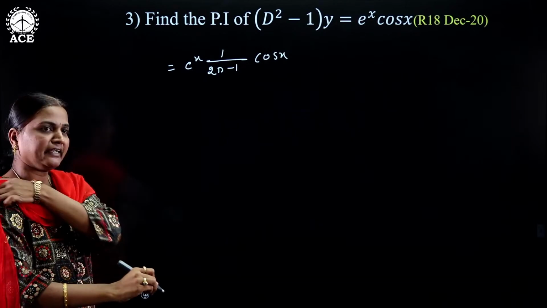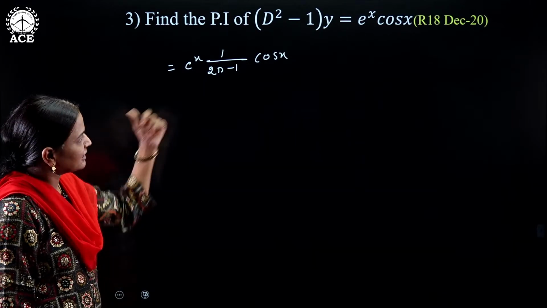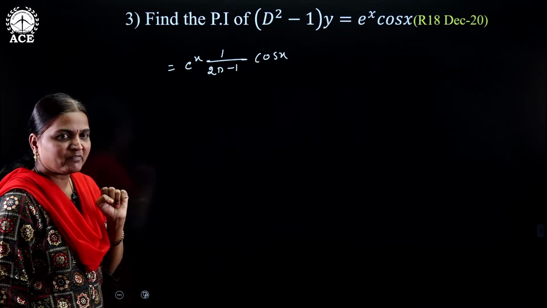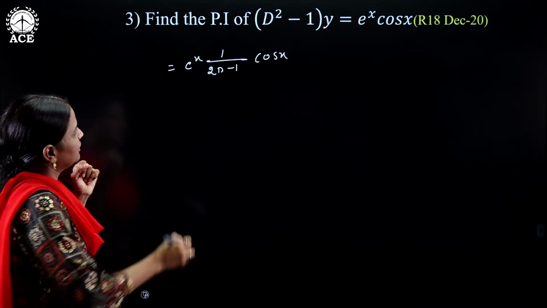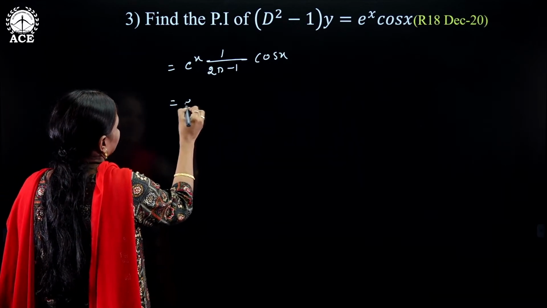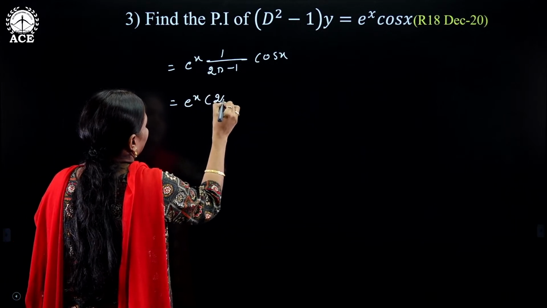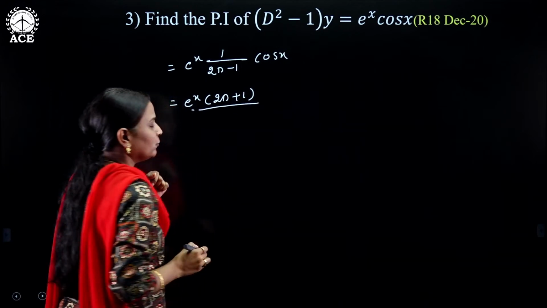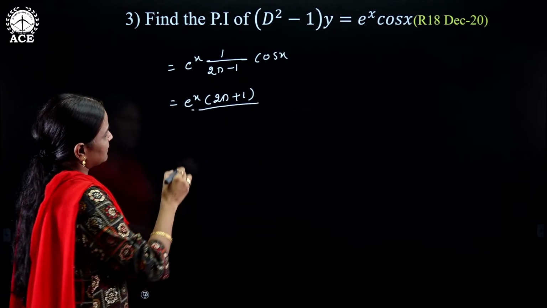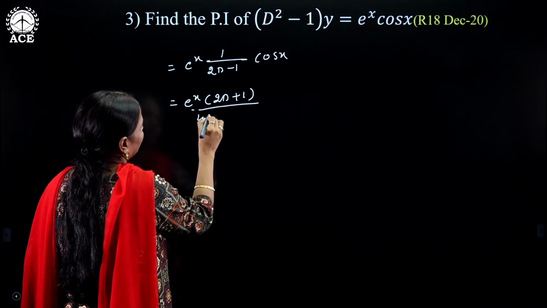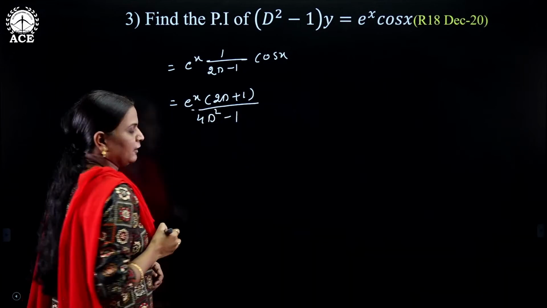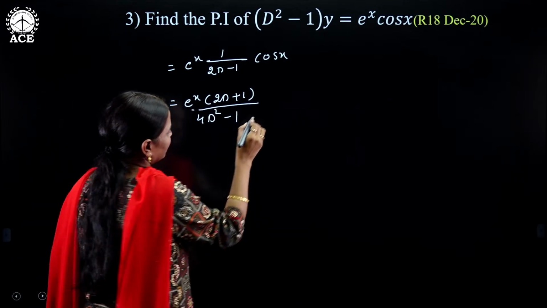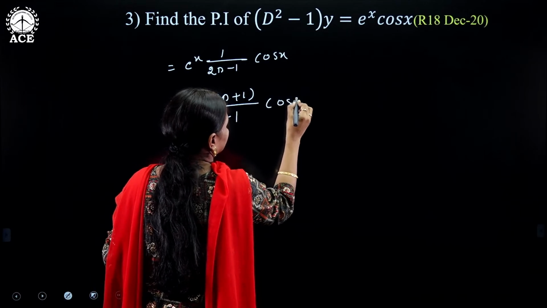When the denominator contains D terms, what is the next? How to change the denominator as even powers of D? Rationalize it. So now here what is the rationalization factor? That is 2D plus 1. 2D plus 1 by, if we rationalize it, 2D minus 1 into 2D plus 1, so that is equal to 4D square minus 1 into cos x.